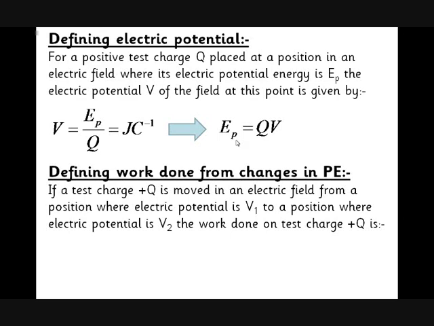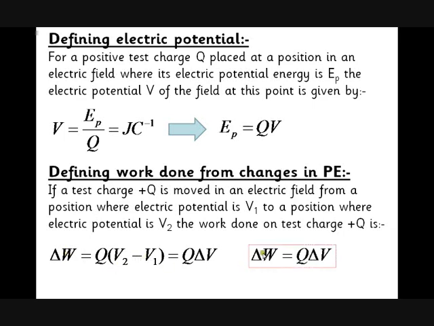Can we define work done? Well, if we move this test charge plus Q from a position where the potential is V1 to a position where the potential is V2, then our work done is still going to be QV, because it's a measure of energy, so it's a change in potential. The change in potential comes about because we move our charge through two different potentials. So the change in energy is due to a change in potential. Our formula will be the work done, or delta W for a change, is equal to the charge multiplied by the change in voltage, or delta V. So work done equals Q delta V.